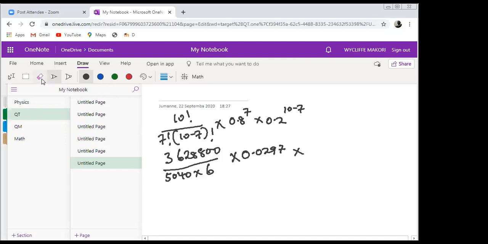Just a minute then. Okay. 0.2097. What about 0.2? Remember, this is the same as power 3. 0.2 power 3 is 0.008. Can you work out this? I want you to work out this part here.